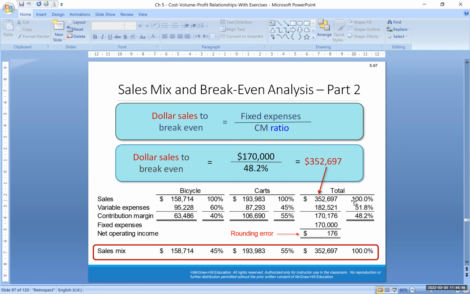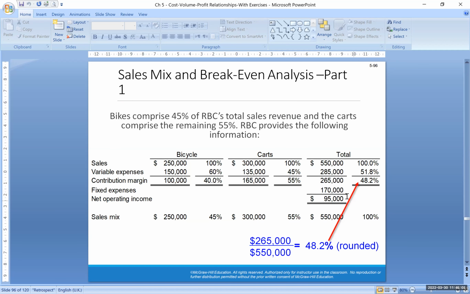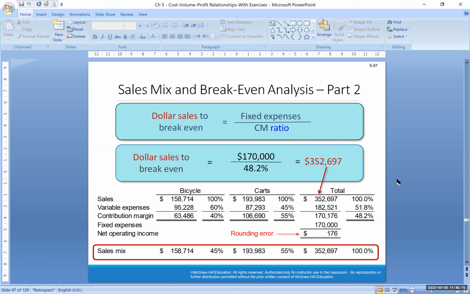Now this number will be divided into two products using the sales mix that we introduced at the beginning of the question. Go back to the question. We have 45, 55. Then the sales of 352,697 will be divided between these two products depending on the 45, 55. So 352,697 will be multiplied first by 45%. This equals 158,714 for the bicycles, and 193,983 for the carts.